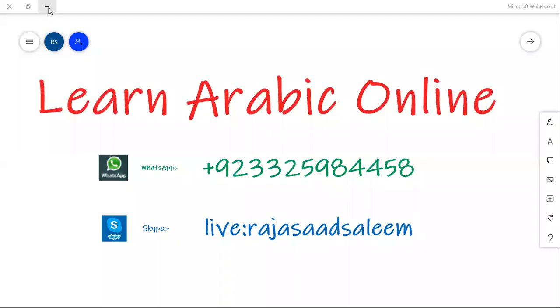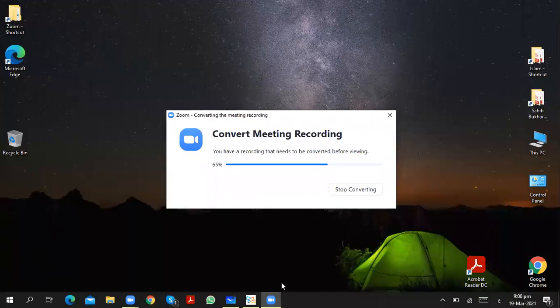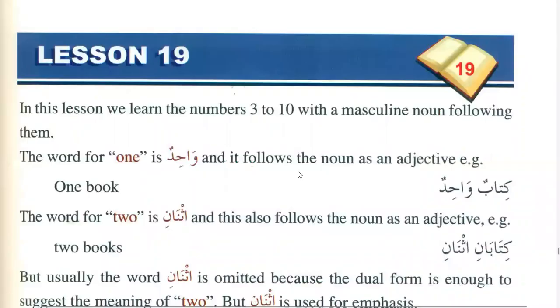Bismillah ar-Rahman ar-Rahim. Today we'll start lesson number 19. So here you will learn the rules of counting from 1 to 10.